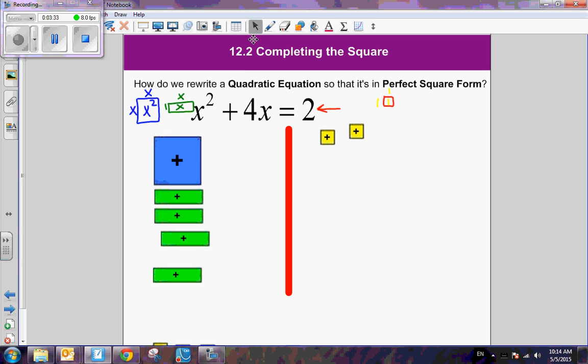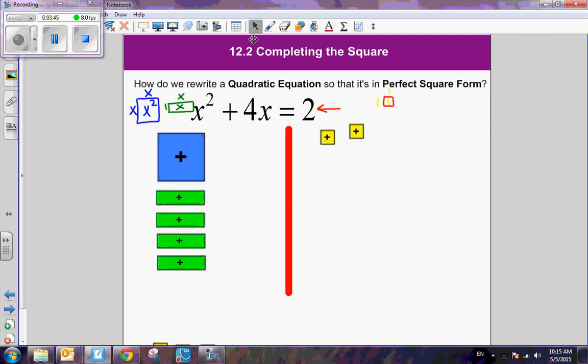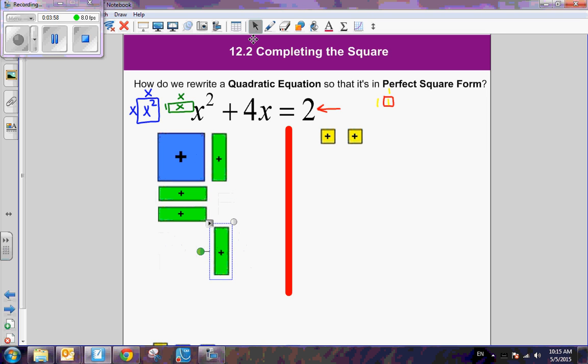So what we need to do is create a square, or complete a square. If I look at the left side, I have 1 x squared, and then I have 4 x's, 1, 2, 3, 4, equal to a positive 2. Can I move these tiles in such a way to create a square? Well, we know a square has equal dimensions. So if I take the 4 and divide it by 2, because a square has two sides, now I have 2 x's on each side of the x squared.